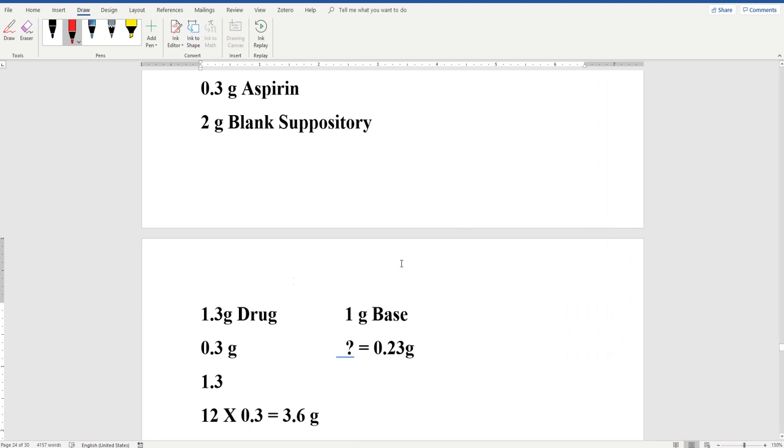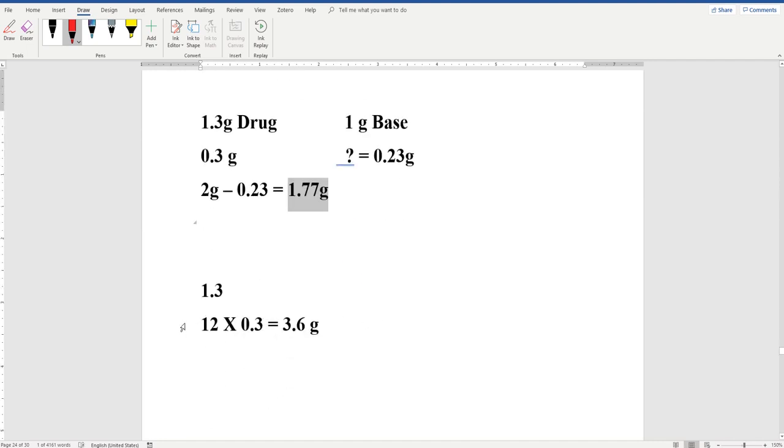Yes. So, if I want to add 0.3 gram in a blank suppository, how much do I have to remove from the base? I need to remove 0.23 gram. According to this, what will the base be? The base will be 2 gram minus 0.23 gram, which is the displaced, meaning removed base. We will remove 0.23 gram from the 2 gram base in order to put in the 0.3 gram of the drug. So this will be equal to 1.77 gram. So each suppository will contain 0.3 gram of the drug and 1.77 gram of the base.